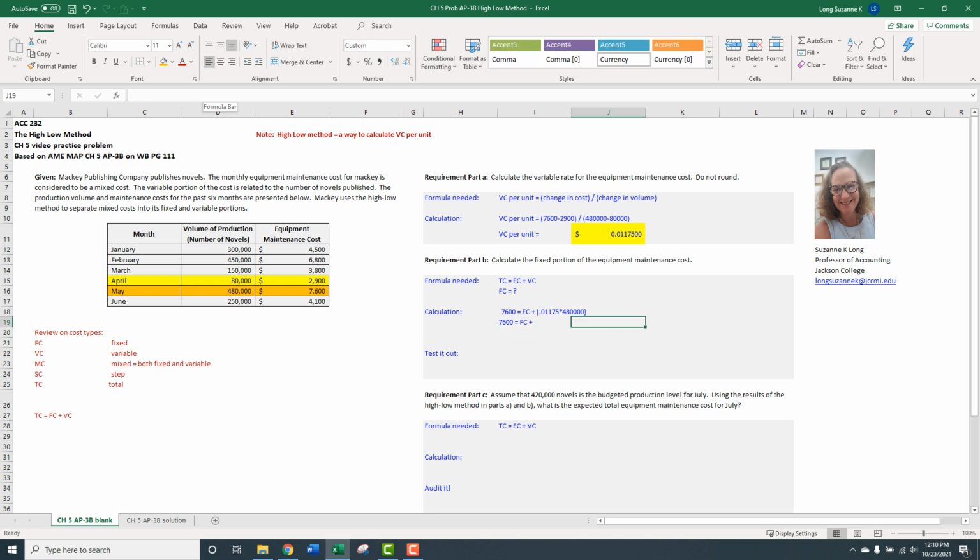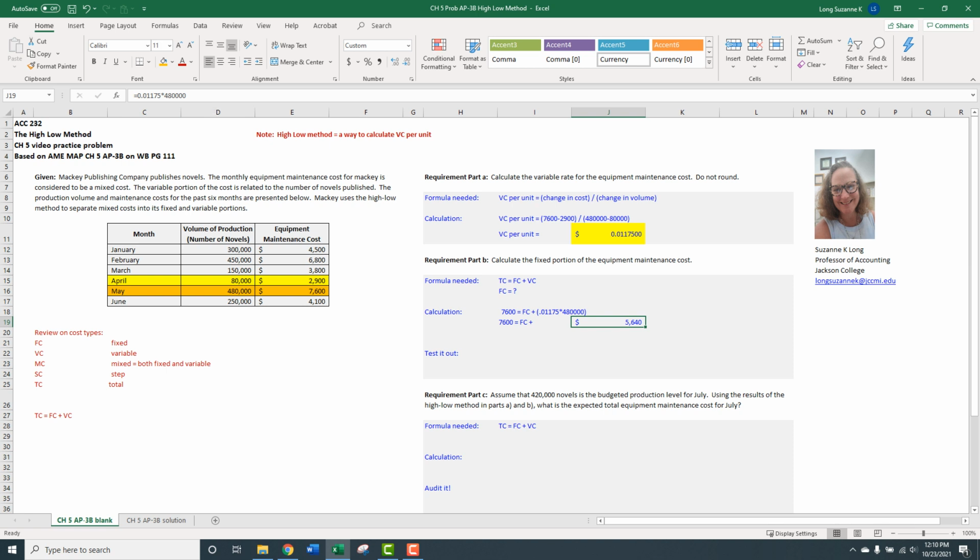Now I need to do this calculation. What is 0.01175 times 480,000? Okay, so variable cost is $56.40.